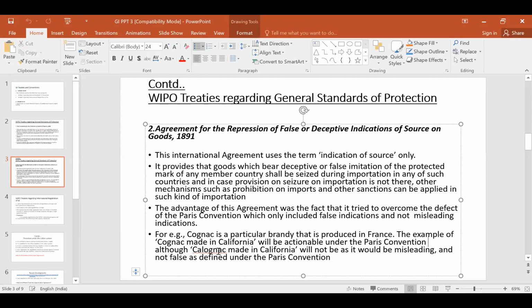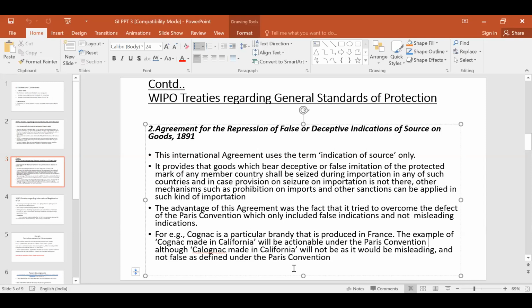However, Calognac, now it's not Cognac. In the first example, it's Cognac, in France, Cognac made in California. In the second example, it is not Cognac, but Calognac, which is made in California. Now, Calognac made in California will not get protection under the Paris Convention, because the Paris Convention says that only if it is false, if it is wrong. Cognac cannot be from California. Cognac has to be from France.